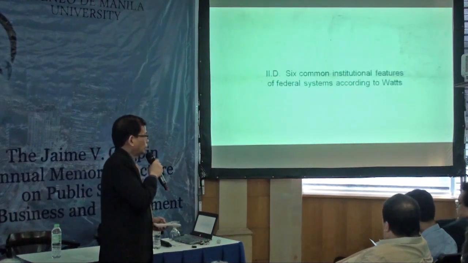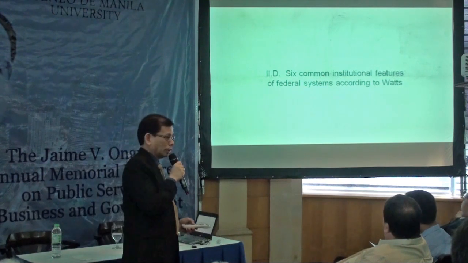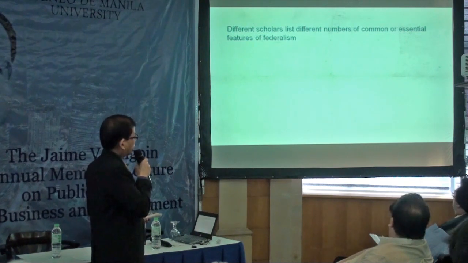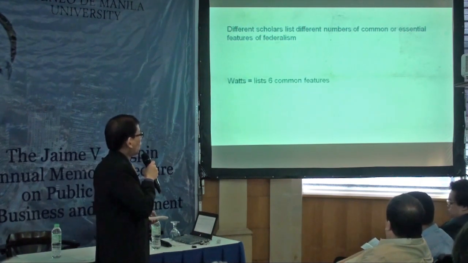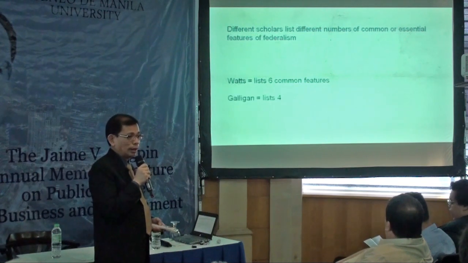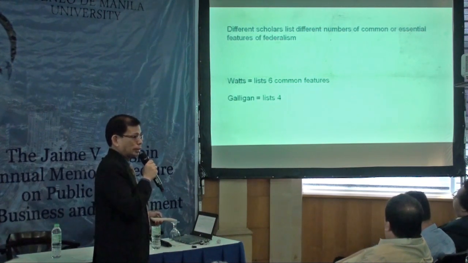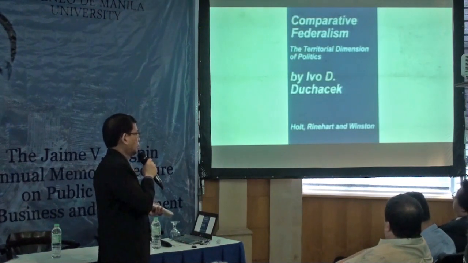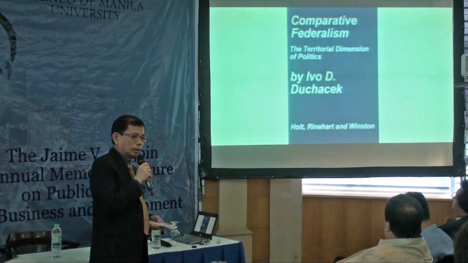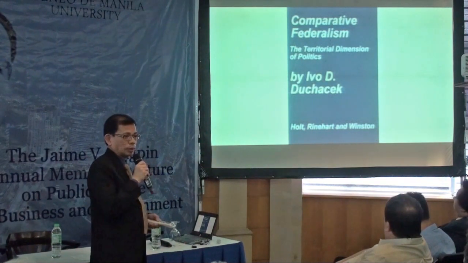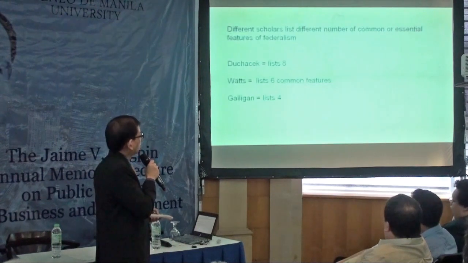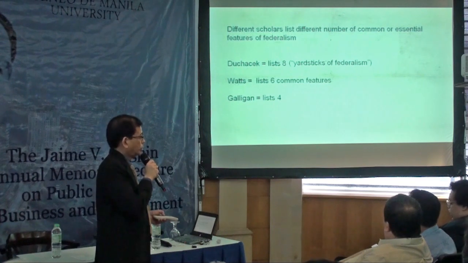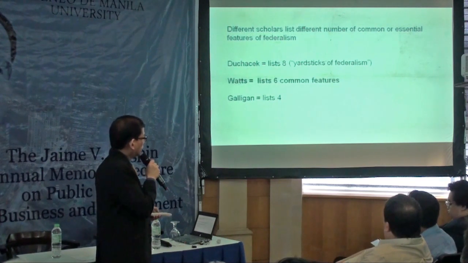So the 6 common institutional features of federal systems according to Watts. Different scholars list different numbers of common or essential features of federalism. Watts lists 6 common features. Galligan lists 4. An older scholar, Ivo Duchacek, actually, that's his work in 1971, a political science professor from the City University of New York, lists 8, and he actually calls them yardsticks of federalism. So we go now to Watts.